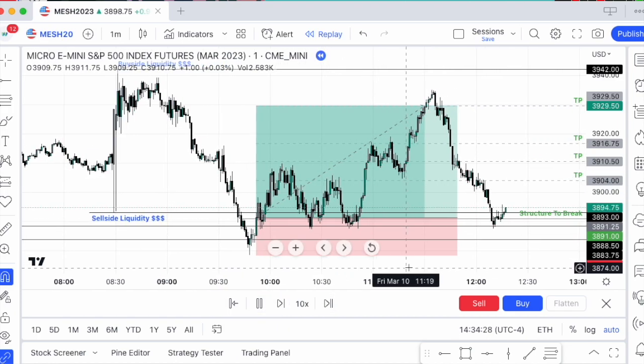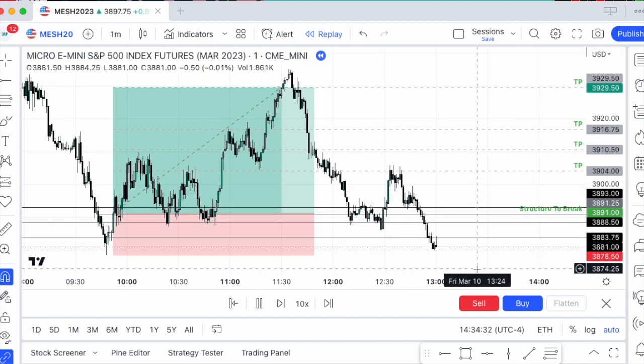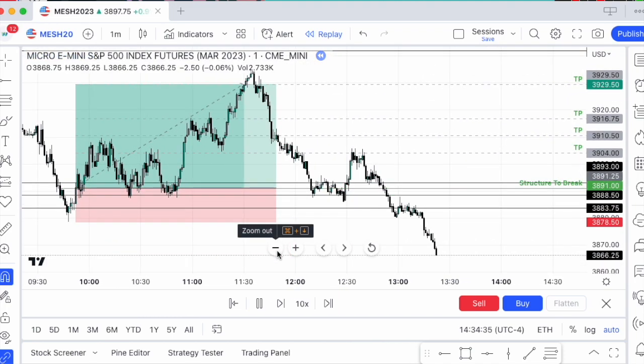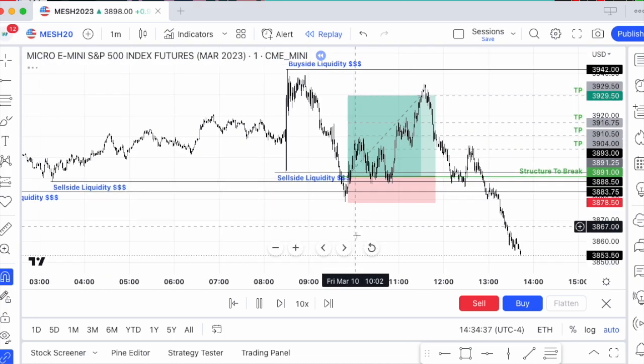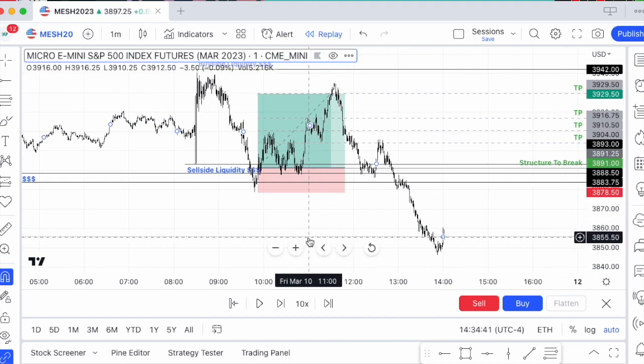And the rest of the day, we see that the market continued to drop, I believe, if I'm not mistaken. Yeah, see, it's going to take out this low now, and it just keeps dropping. So that's what happened on Friday. I took this one trade. That was it. I take 1 to 2 trades max. I don't take any more than that.